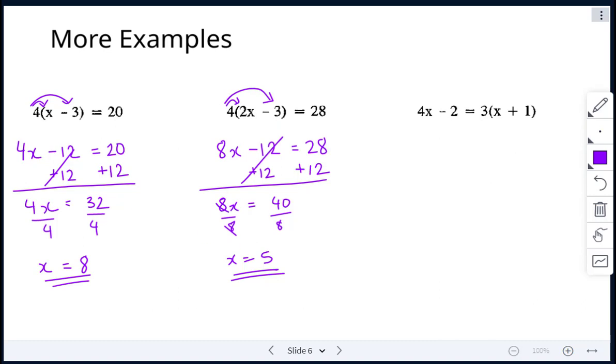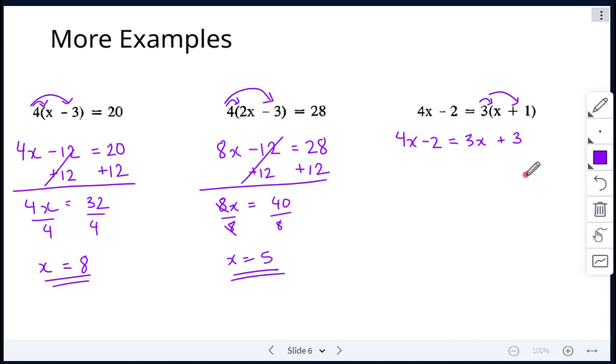All right, let's try that next one. On the left side, we don't have any brackets, so we'll just rewrite that as 4x minus 2. On the right side, we do have to do distributive property. This 3 multiplies to the x. The 3 will also multiply to the positive 1. So that would give me 3x plus 3.